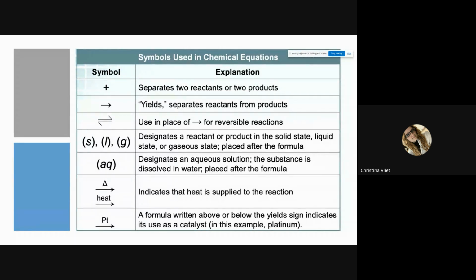The plus sign I already brought up. This separates each of your elements or your compounds. The arrow is the actual chemical reaction happening. It has a fancy name. It's called the yield sign. It separates your reactants from your products. This right here you saw in the Edpuzzle.